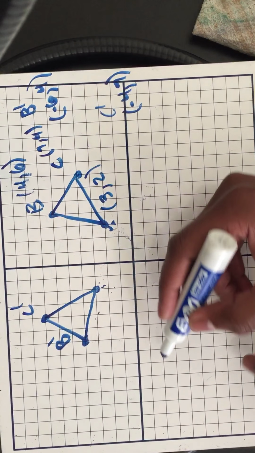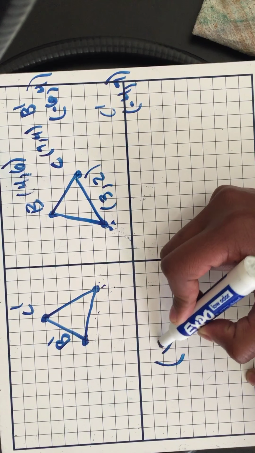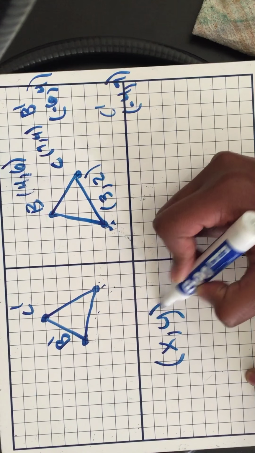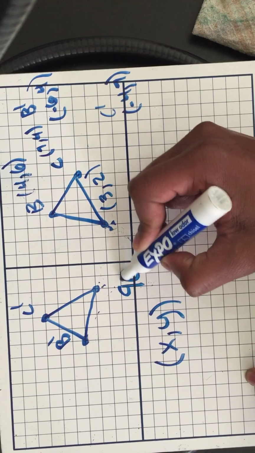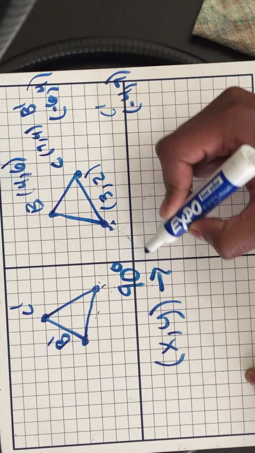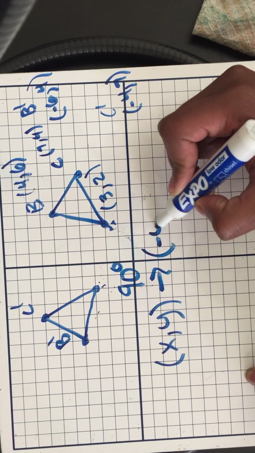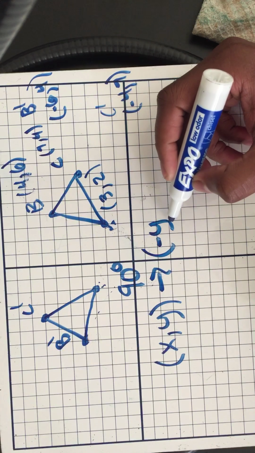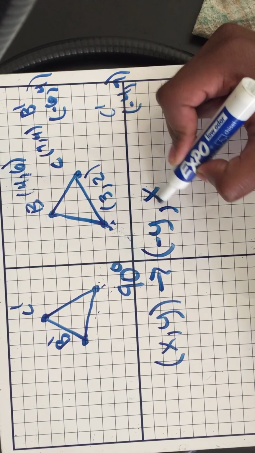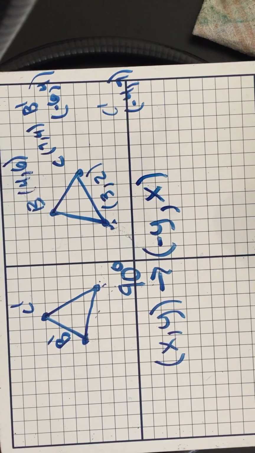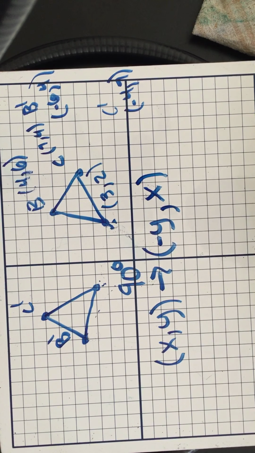So if you're looking for a rule, if we start out with a coordinate x, y, and we rotate 90 degrees, what happens is the opposite of the y coordinate becomes the new x coordinate, and the original x coordinate becomes the y coordinate. That's a 90-degree rotation.